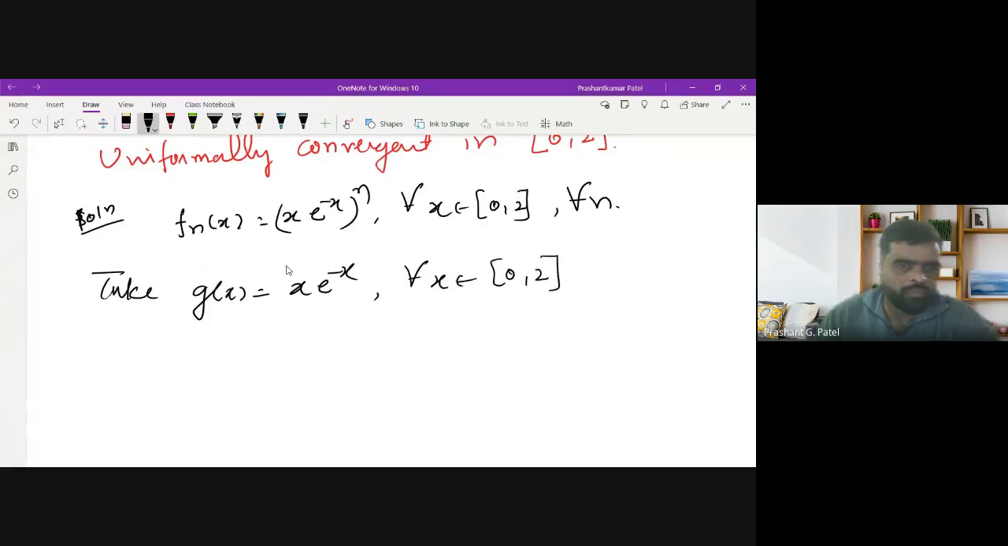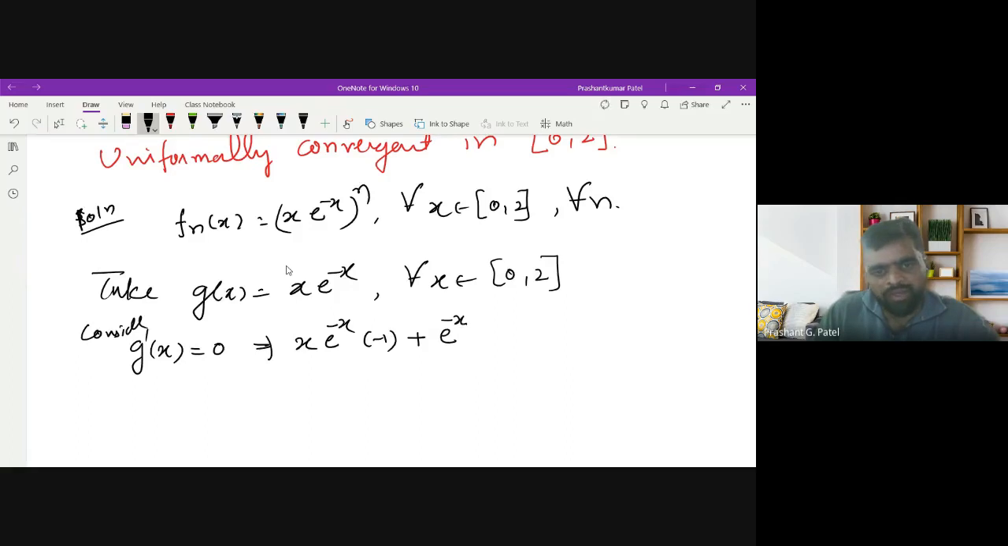Now we need to calculate the maximum value of this g function. For that, consider g dash of x equal to 0, which implies the derivative of x e power minus x: x into minus 1 plus, using the product rule, e power minus x as it is, derivative of x is 1, equal to 0. E power minus x is common out. So this gives minus x plus 1 equal to 0, so x is equal to 1, because e power minus x will never be 0.